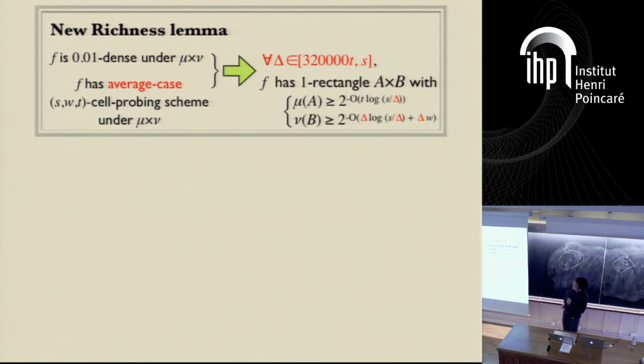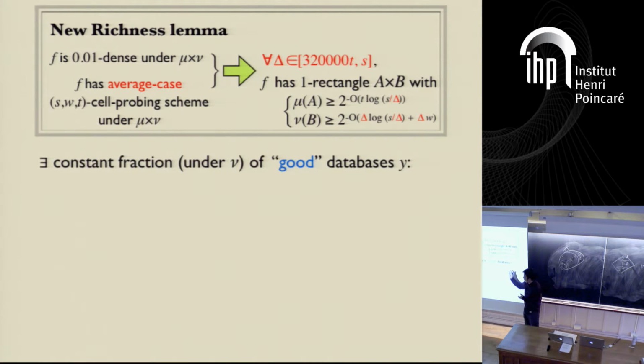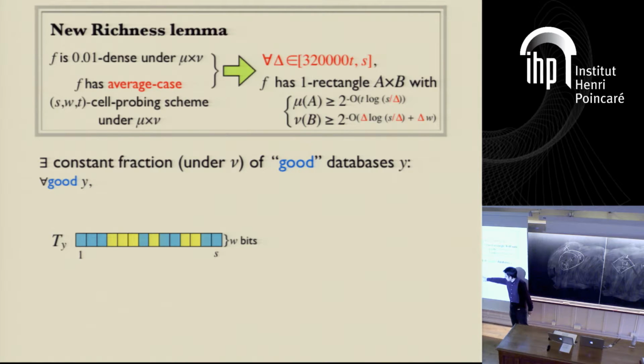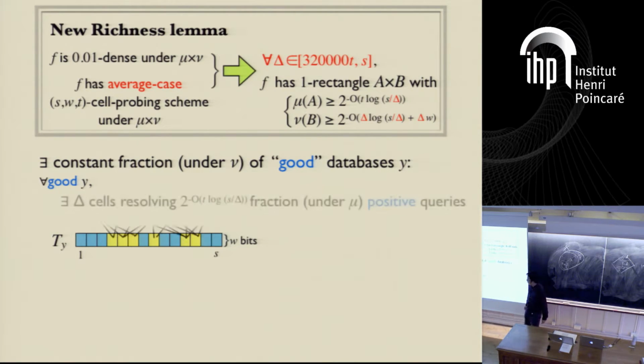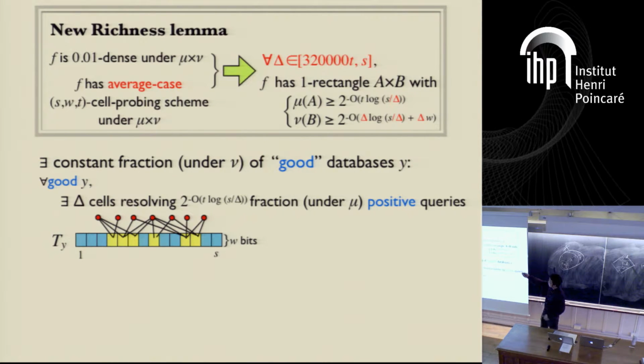So now let's prove this. It is proved by cell sampling. The idea is quite simple. A key step is to prove the following claim, that there is a large amount of good databases. So actually, in fact, a constant fraction of databases are good in the following sense. For any good database, when it is stored in a table, for any parameter delta within this range, we can always find a subset of delta cells, so that the amount of positive queries resolved by revealing the contents of only these cells is as large as this.